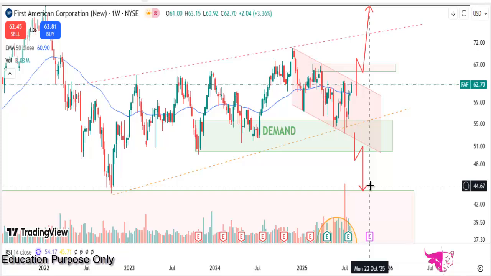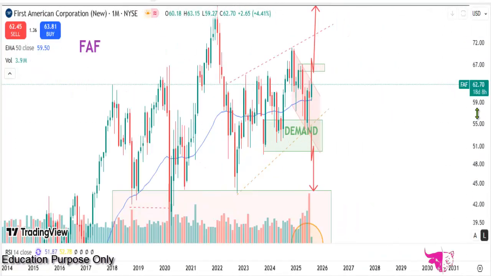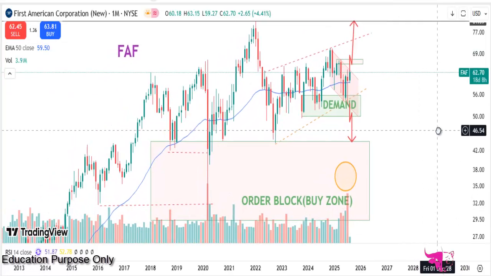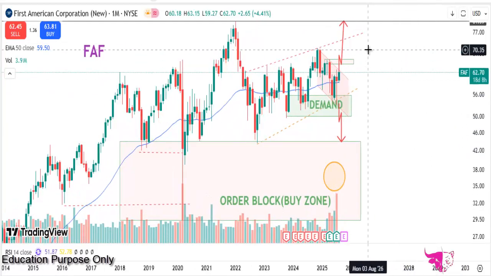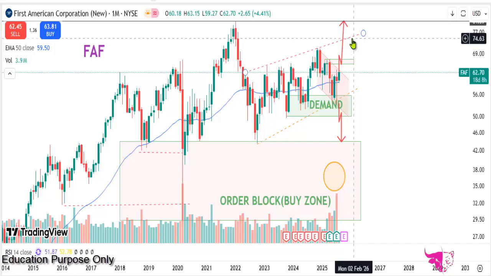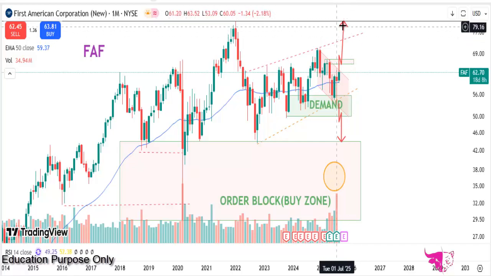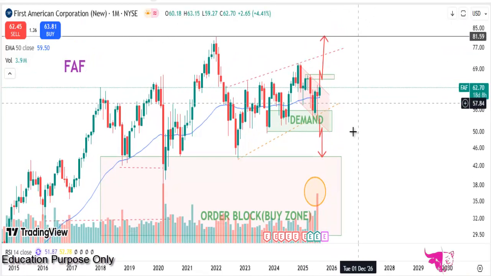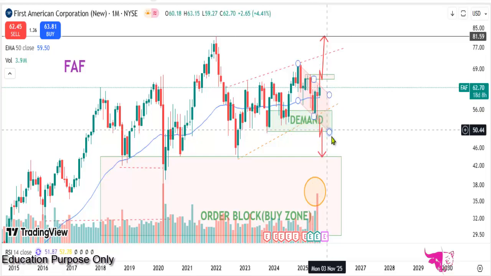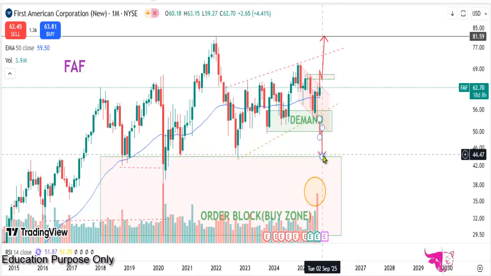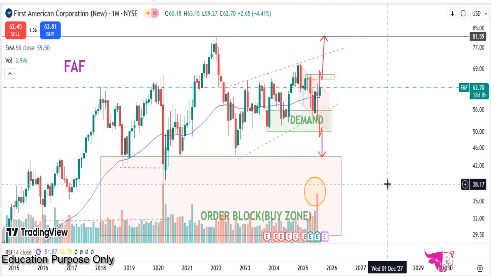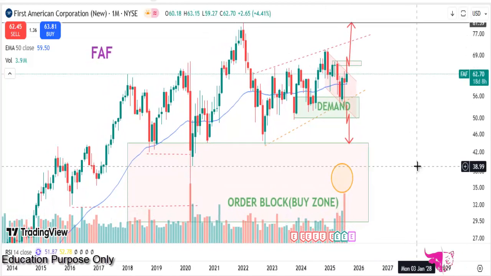Got it. So let's quickly recap the two main paths here. FAF seems to be at a critical juncture. Path 1, break and close above $67, which could lead towards $74, maybe even challenging the all-time high around $81.50. Path 2, break and close below $50, breaching that recent support, which could see it fall back towards the $44 level. Exactly. And this really brings up an important point for you, the listener.